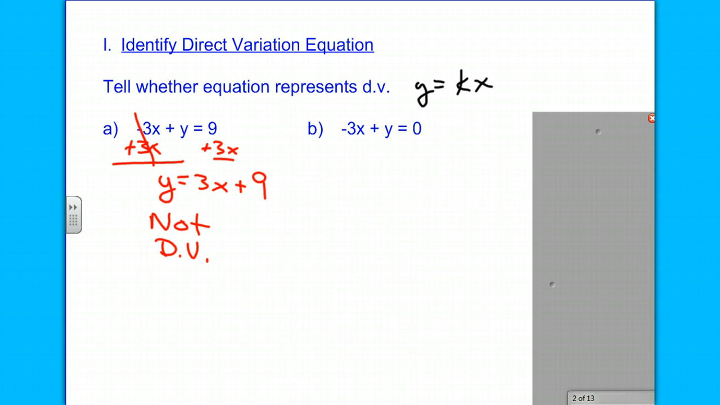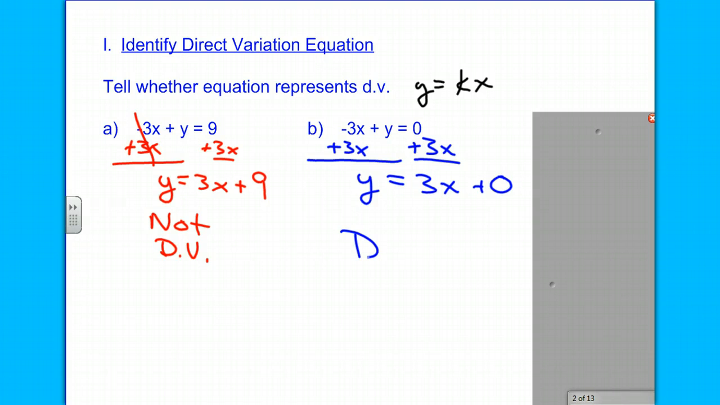So tell me now, how do we solve for y in this equation here? Okay, so she says add 3x to both sides of the equal sign. And we end up with y equals 3x. If we wanted to really show slope-intercept form, what would the intercept be when you don't see it? It would be plus 0. So is this direct variation? Yes. This line goes through a y-intercept of 0.